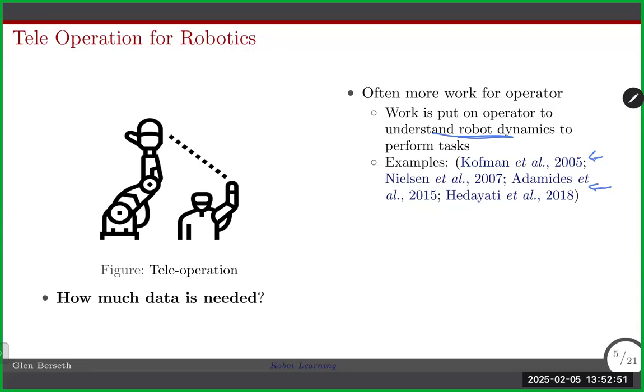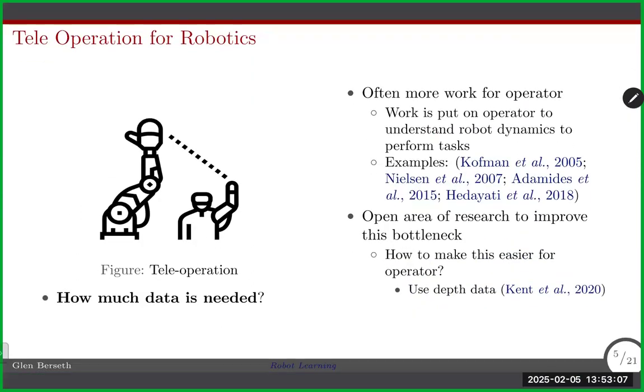I went into looking back into the history of when was the first VR headset teleoperation. It was back in 2005. So this is a 20-year-old idea, still using it. Hardware is probably a bit cheaper, but that's still a nice way to be able to collect data. So this is an open research area because this is still a bottleneck.